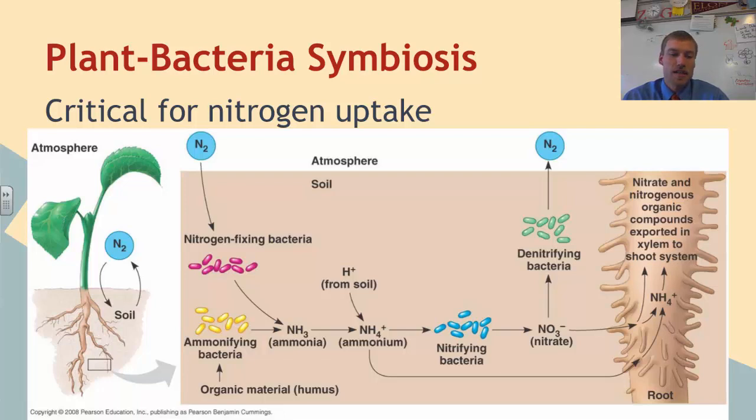Now, how this takes place is that we have nitrogen gas that will be taken by nitrogen-fixing bacteria and turned into ammonia, which can then be converted into ammonium when it reacts with a hydrogen ion in the soil. We can also have organic material, which is called humus, not hummus. Two M's would be hummus. But that humus can be turned by ammonifying bacteria into ammonia. So all of these steps go through ammonia. The ammonia gets turned into ammonium.